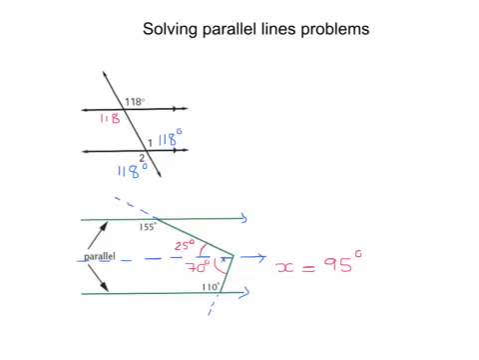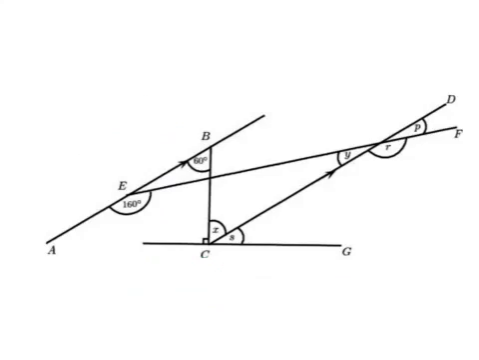It's really a good idea when you're solving problems to make sure that you give your final solution, particularly if there's a pronumeral used in the question, that you are explicit in your answer and you say x equals 95 degrees, or y equals, or b equals, or whatever the term is. Okay, let's have a look at a more common problem.